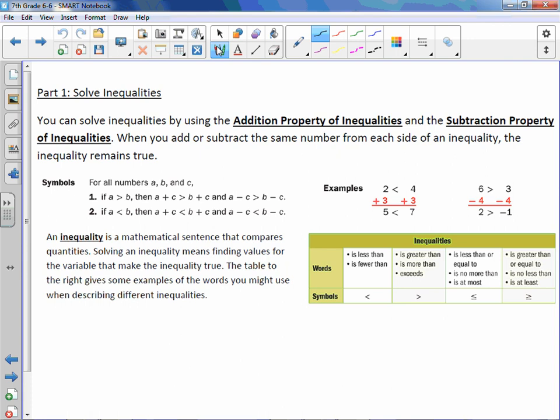So less than, fewer than, that would be graphed with an open circle. The greater than symbol is greater than, is more than, exceeds, also has an open circle. Is less than or equal to, is no more than, is at most, has a closed circle. And is greater than or equal to, is no less than, is at least, is also a closed circle. And this is to graph them.